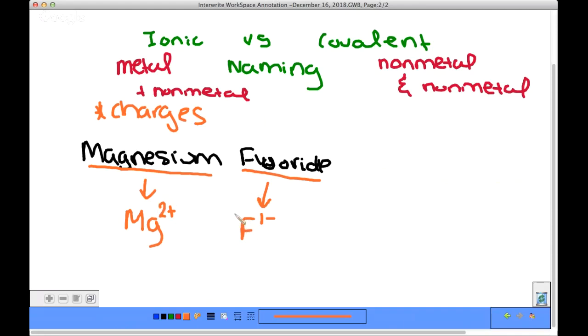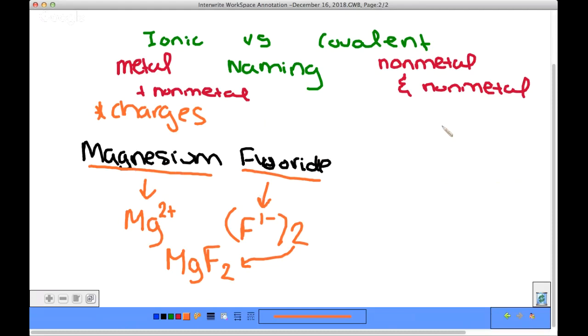To balance out these charges, we need to show that for every 1 magnesium, we're going to have 2 fluorines, because the charges must add up to equal 0. If we have a +2 here, we have to have a -2 over here, and the only way to do that is to multiply fluorine by 2. When we write this in a chemical formula, we have Mg, F, and then a subscript of 2 to show that we have 2 fluorines. So you want to be careful with how you do that.